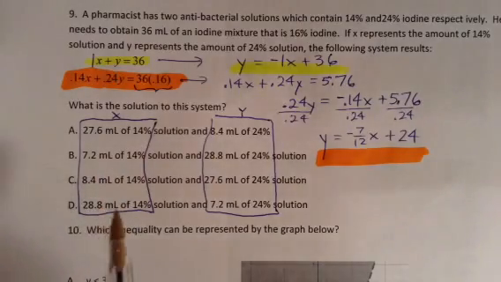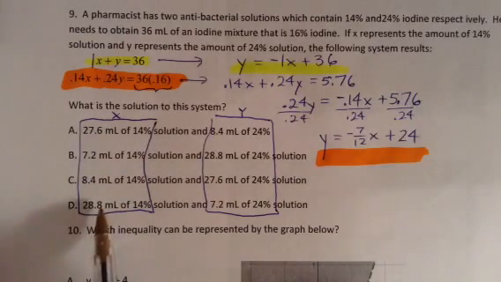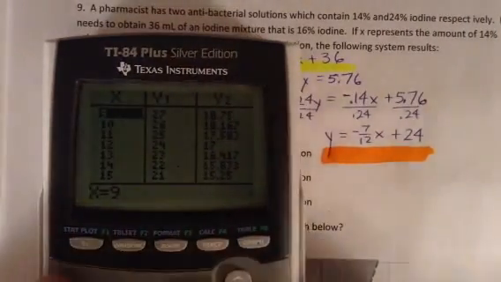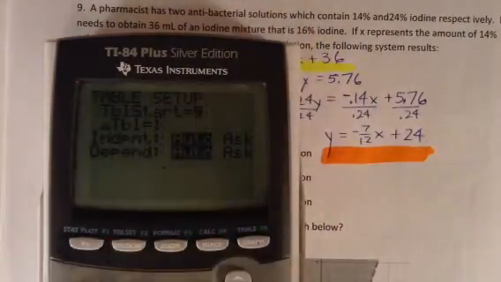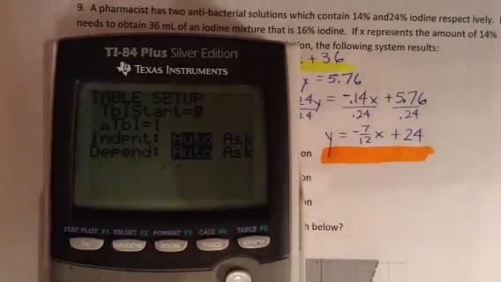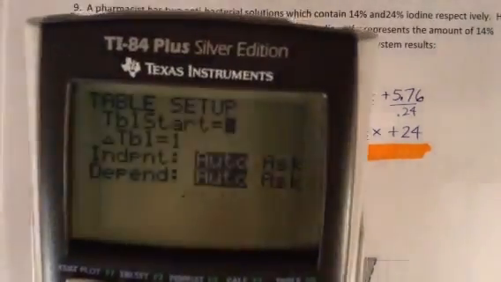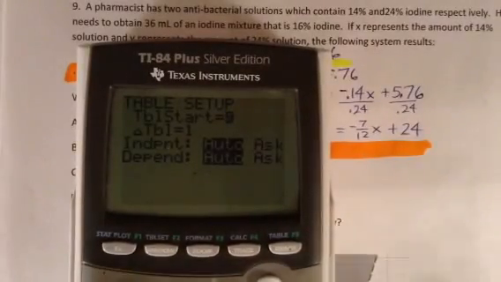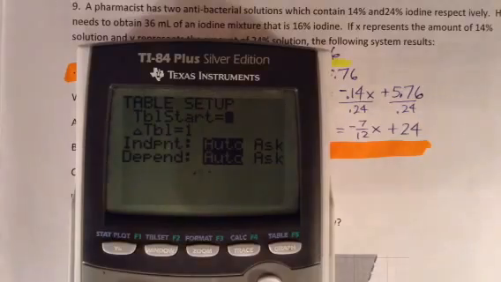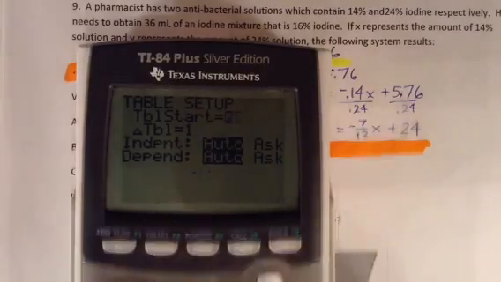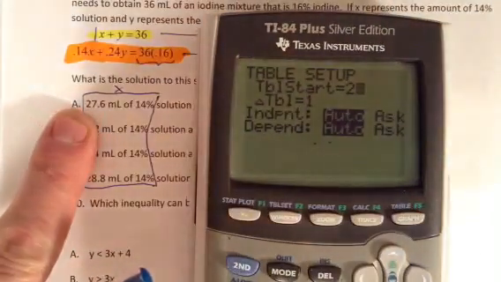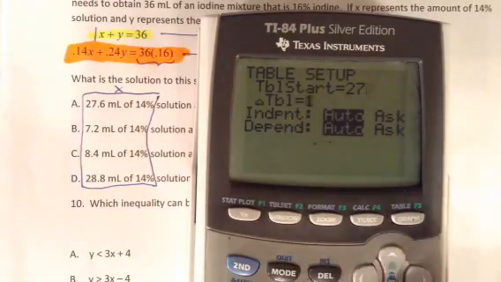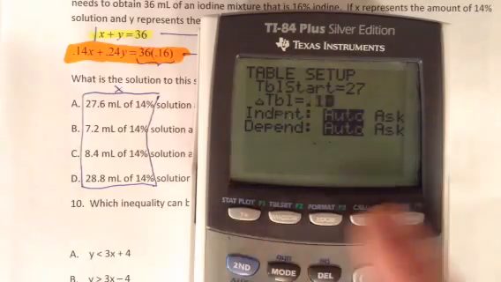Now you notice these go by tenths. So what I would do is say, all right, I'm going to go to my table and do a second table set. And what I'm going to do is go by, that's not showing up very well. Anyway, I'm going to start with 27, okay? Because that's where my first answer is. And I'm going to go by tenths, so I'm going to do 0.1.